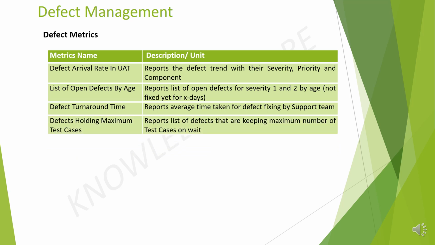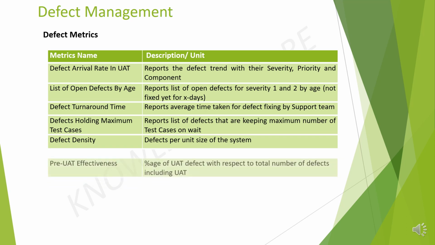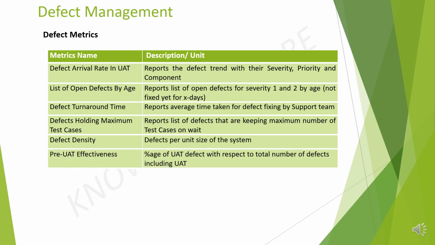Next, defect holding maximum test cases. Here we will report the list of defects that are keeping the maximum number of test cases yet to be executed. Next, defect density. Here we will highlight the defects per unit size of the system. Next, pre-UAT effectiveness. It means the percentage of UAT defects with respect to the total number of defects including UAT.